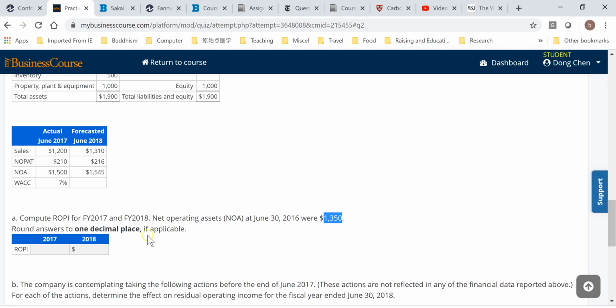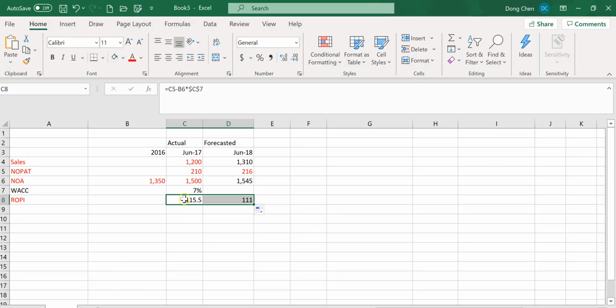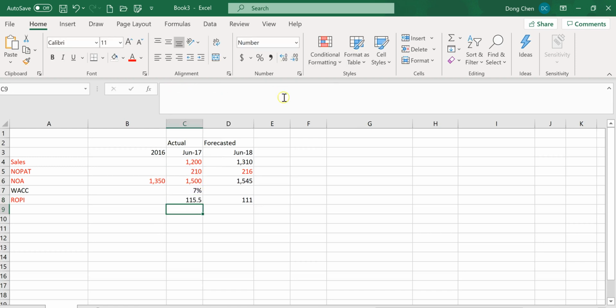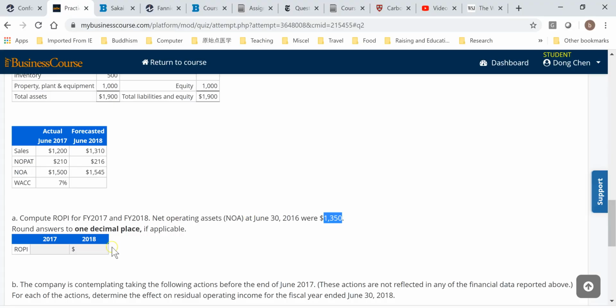And I have to check the rounding requirement. It asks me to round answers to 1 decimal place. So I can just use the round function to achieve that. So just 1, and then I can pull the cell again. So this turns out to be 11.0. So now I can just copy the number back.